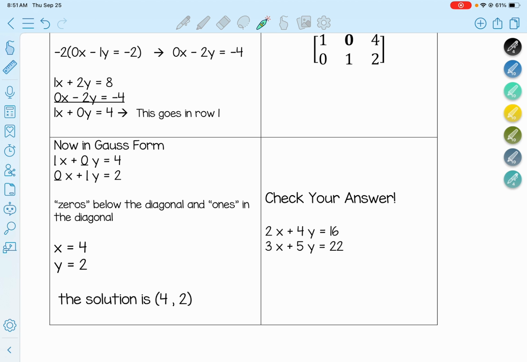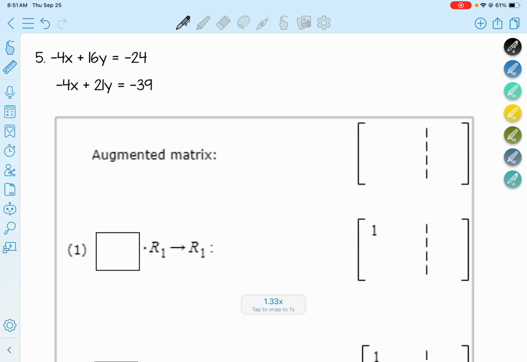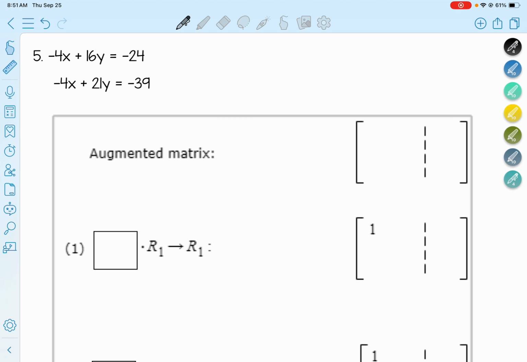Okay, so let's see what this looks like. Next page. If we're looking at this, first of all, we are going to take the system of equations and put it into an augmented matrix. So I'm going to write this out as -4, 16, -24 with the first equation. And then with the second equation, I get -4, 21, and -39.